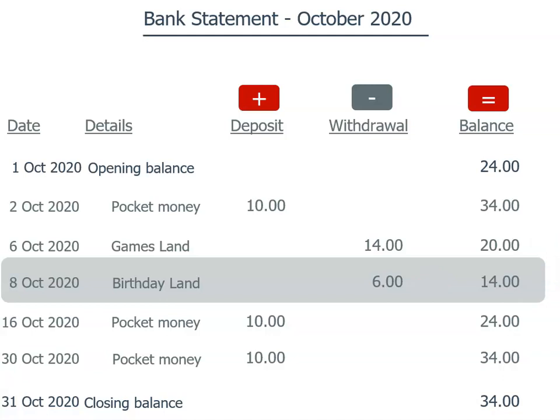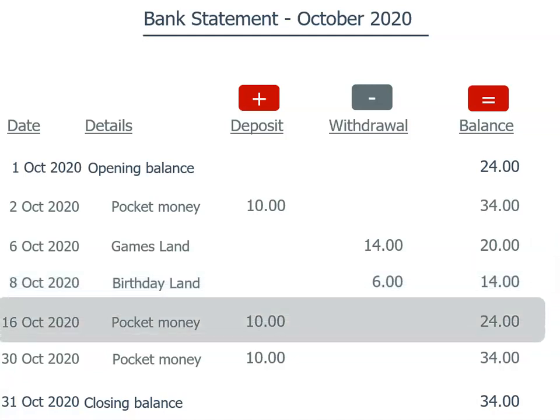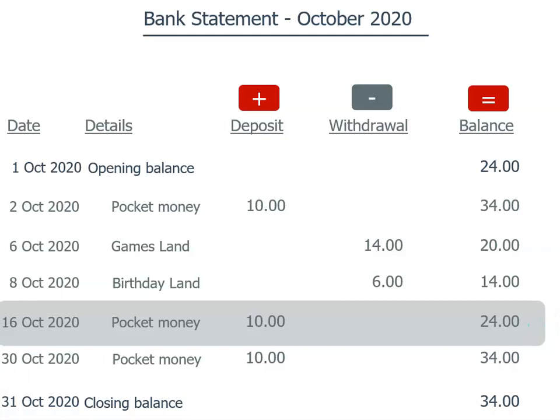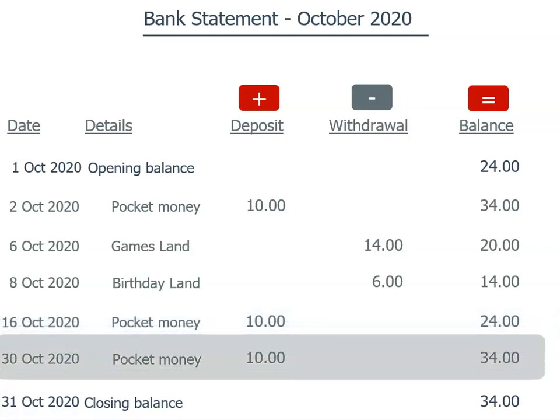Now the next one, we have to be careful because if you have a look, it's in the deposit column. So there was $14, there was another deposit of $10, so we add 10 to 14 to get $24. And then on the 30th of October, you earned another $10 and put it in the bank as a deposit. So 24 plus 10 gives us $34.